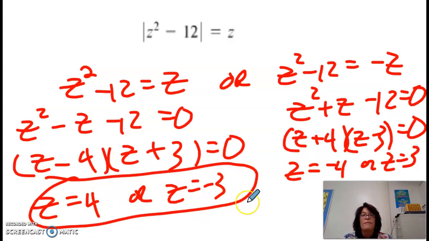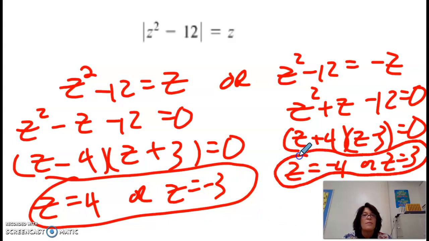Z's 4. Z's -3. Z's -4. Z's +3. Okay? So let's see. Either whether I have 4 or -4. When I square it, I get 16. 16 minus 12. Oh, wait, this does make a difference, doesn't it? Sugars. I can only equal a positive number.